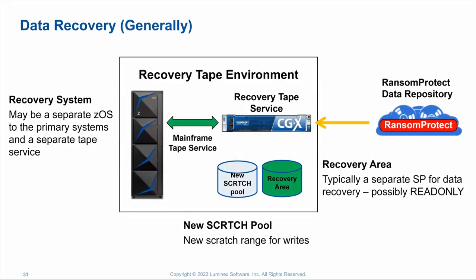So talking about data recovery generally, you're going to need a recovery system. So you're going to have a z/OS environment you're going to want to recover the data to. You're going to issue a tape mount from a z/OS environment, and the Ransom Protect service will recover the tapes indexed for the timestamp that you've entered to that z/OS environment. So it can be a separate z/OS environment to your primary systems. It can be exploiting a separate tape service. It can be to separate storage. So quite flexible around how you set that up.